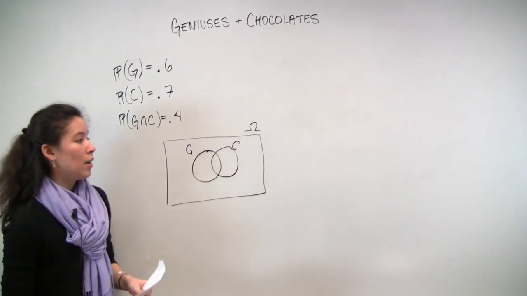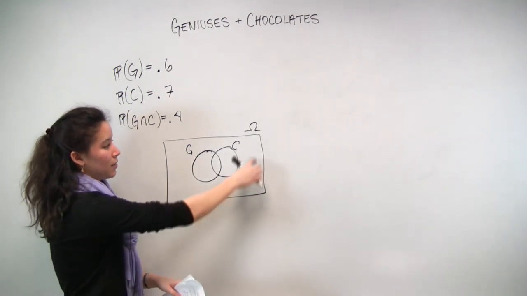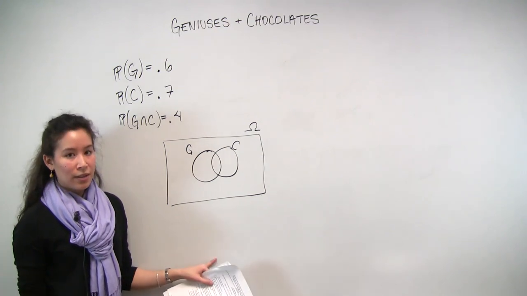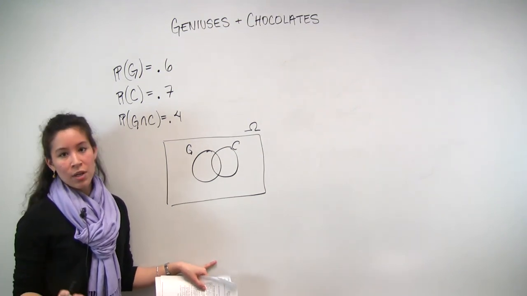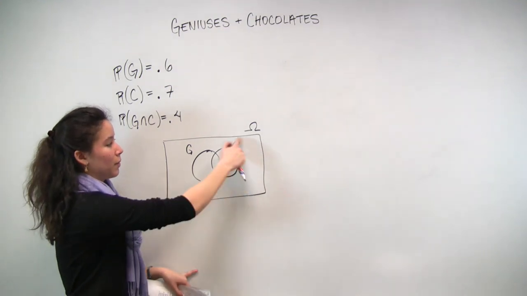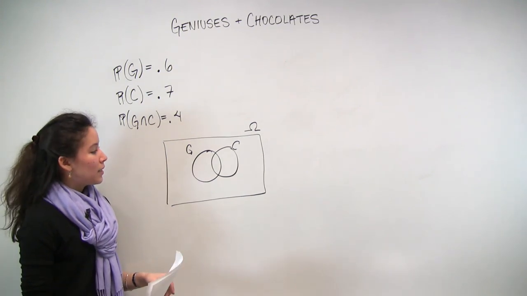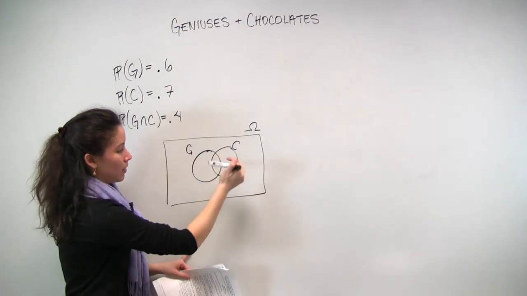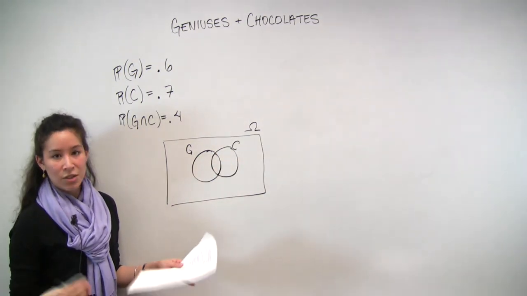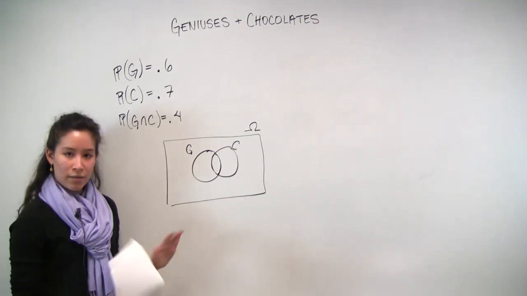Okay, and the way you sort of interpret this diagram is the space outside these two circles corresponds to students who are neither geniuses nor chocolate lovers. And so just keep in mind that the probability corresponding to these students on the outside, that's actually what we're looking for. Similarly, students in this little shape, this teardrop in the middle, those would correspond to geniuses and chocolate lovers. You probably get the idea. So this is our Venn diagram.